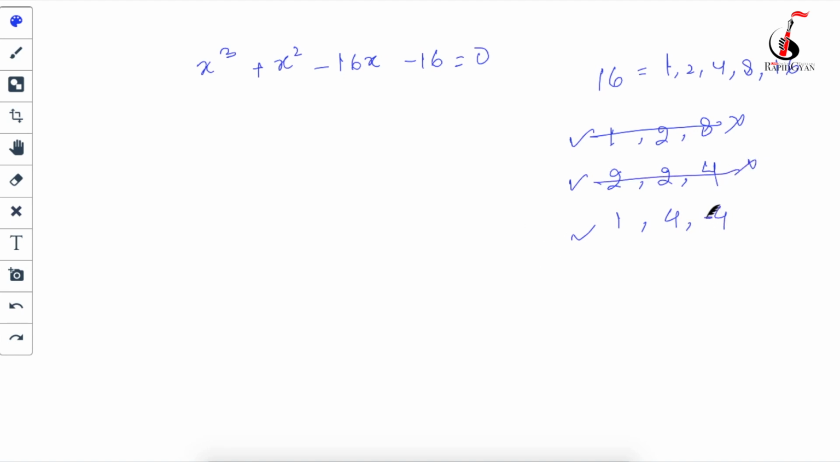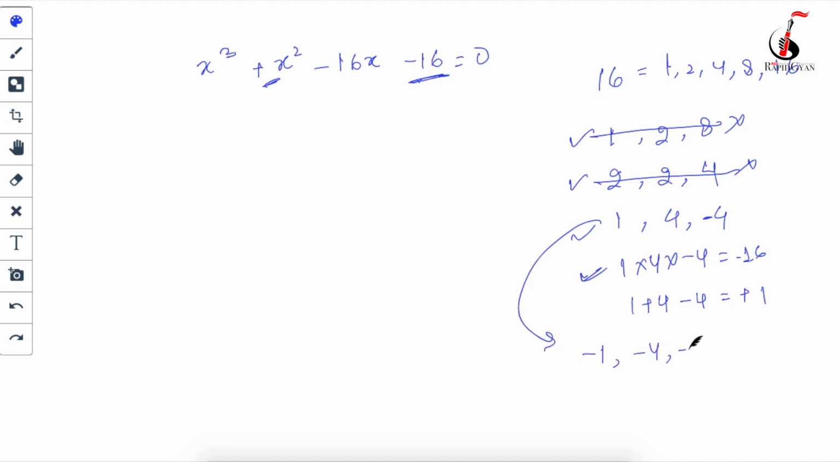Come here. If I make this 4 minus, I can clearly see 1 times 4 times minus 4 will give me minus 16, and 1 plus 4 minus 4 will give me plus 1. So my condition is satisfied. Multiplying the three numbers gives minus 16, and adding them gives plus 1. What is the coefficient of x square? The coefficient of x square is plus 1. So what will be my answer? My answer will be the opposite of the signs, meaning minus 1, minus 4 and plus 4. These are the roots of this equation, meaning the values of alpha, beta and gamma. That's my answer. Hope you guys understand this.